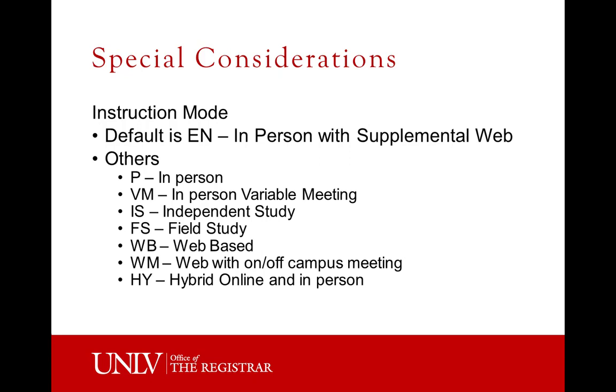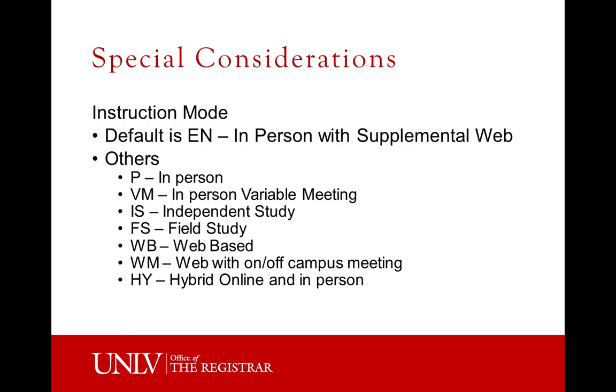Remember, if your class meets in person, you should be using EN as the instruction mode. When you create a new section or when the schedule rolls, you may see a P for in-person instruction mode. This instruction mode should not be in use, and you'll need to change it to EN. If your class meets in person but does not fall within the standard meeting pattern, you may be using VM for an in-person variable meeting pattern class. An example of this is a music lesson where one instructor may have 5 students who all schedule lessons at different times.